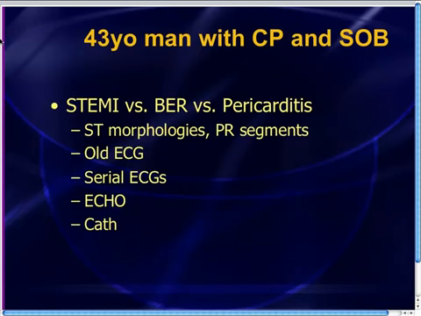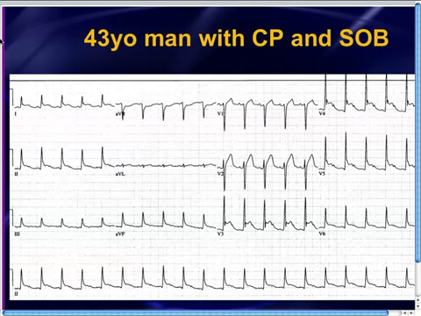Number one, you look at ST segment morphologies. I think we've mentioned this before, but when you've got STEMI, if you see ST segment elevation that's horizontal or convex upwards like a tombstone, it's got to be a STEMI, all right? So do we see any horizontal or tombstone type of ST segment elevation?